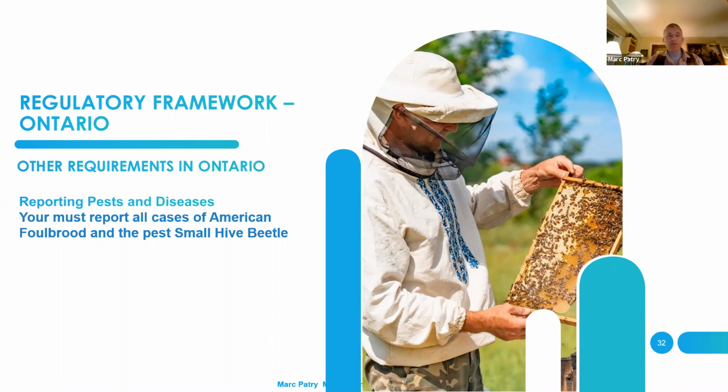There are other diseases, like varroa mites. The pest of varroa mites is a lot more significant to the health of your hives, but we don't have to report that. Why? Because it's already everywhere. What's the use? Small hive beetle is just starting to move, and the only reason they want us to report that is because they're trying to monitor how far and where it's going, how far advanced the infestation is. Frankly, it's going to come. There's not much we can do about it, I think.